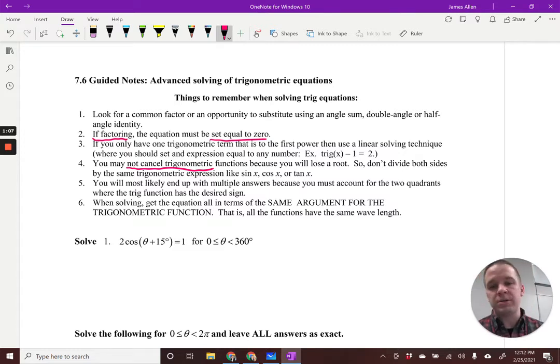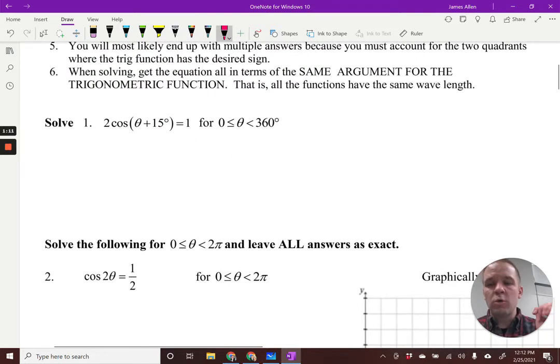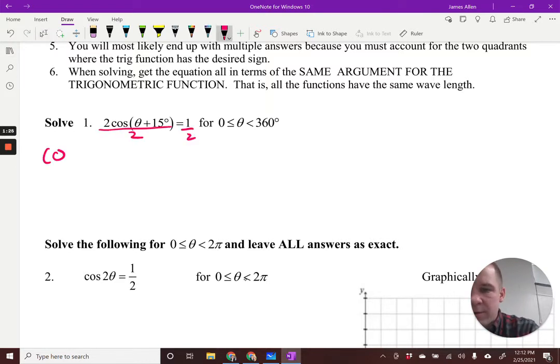Otherwise, let's hop to example 1. So this first one here, we want to solve 2 cosine of theta plus 15 equals 1 for theta being between 0 and 360. All right, so let's divide by 2 first. So now I have cosine of theta plus 15 equals 1/2.